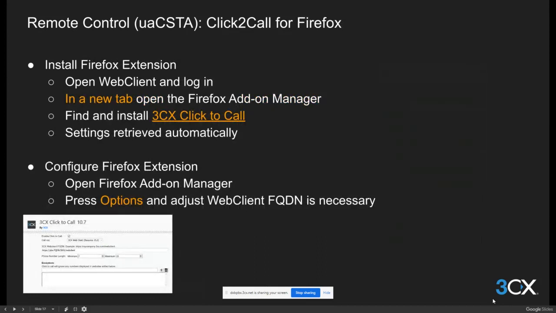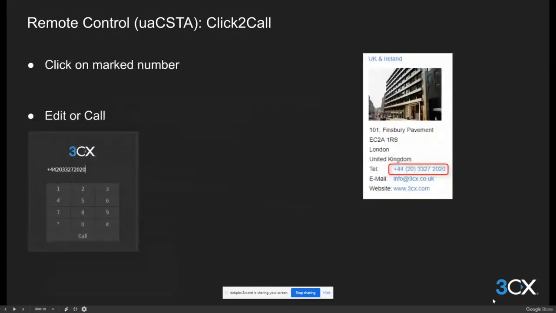If we need to install it on the Firefox, we just open the web client and log in. In a new tab, we go to the Firefox add-on manager. There we will find and install 36 click to call. Settings will get retrieved automatically. Okay, and we can use this feature on the Firefox also. So this is the click to call.